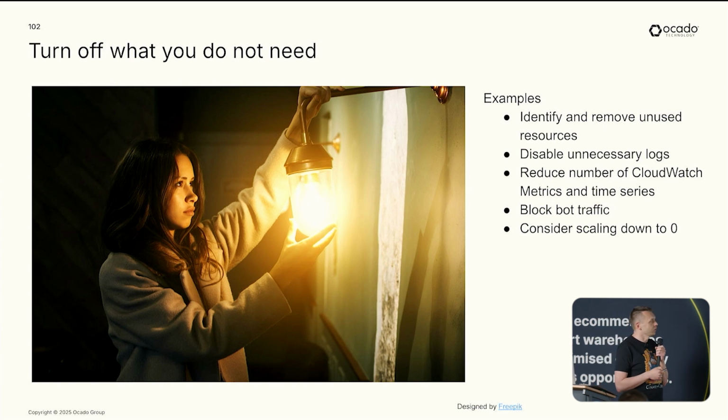Some examples that we've given you are identifying and removing unused resources, for example, KMS keys, which was our case. Next, you should disable unnecessary logs because those can be quite expensive. You should reduce the number of CloudWatch metrics, looking at the number of dimensions you have in those metrics and the time series. You should also look at your network traffic patterns, looking for bot traffic, and you definitely don't want to pay for that. You can limit that on WAF. And the last one, consider scaling down to 0 when you don't need something, like with the dev environments.